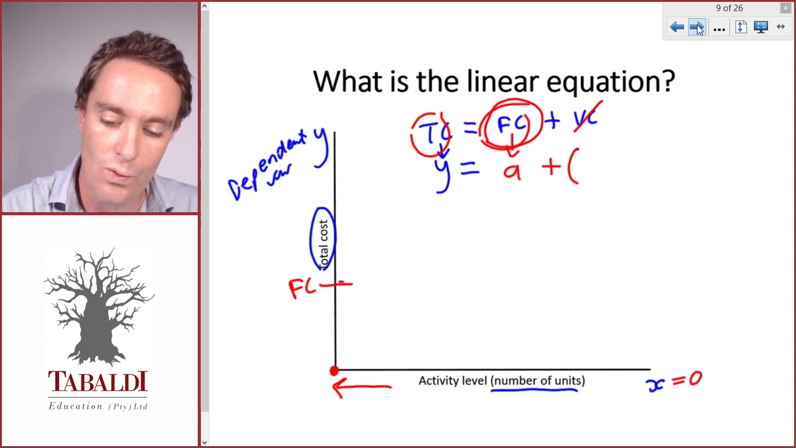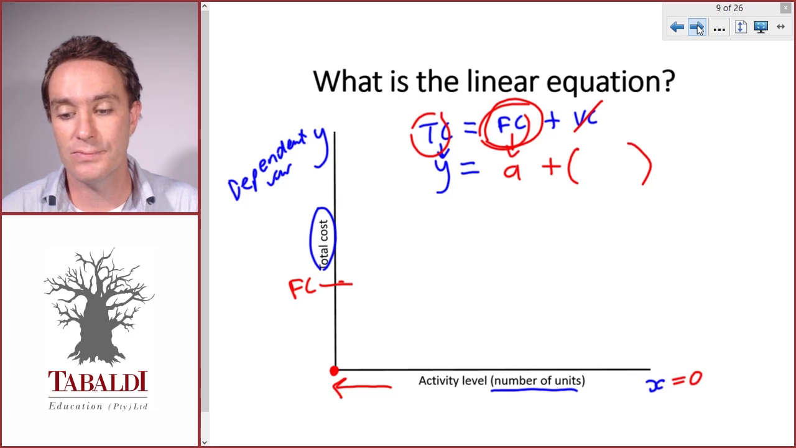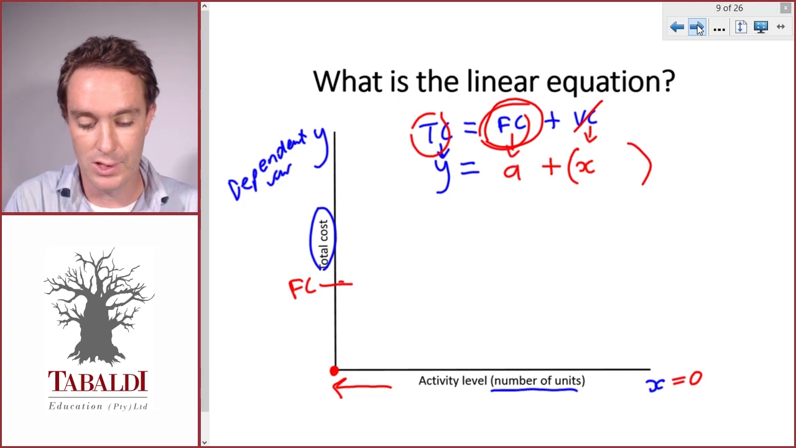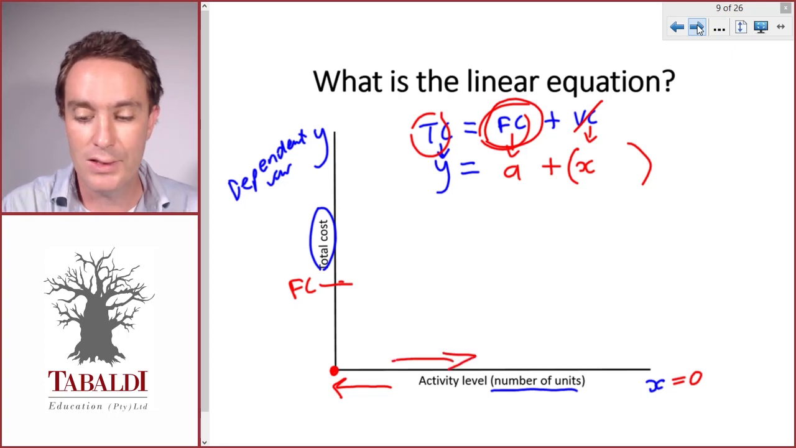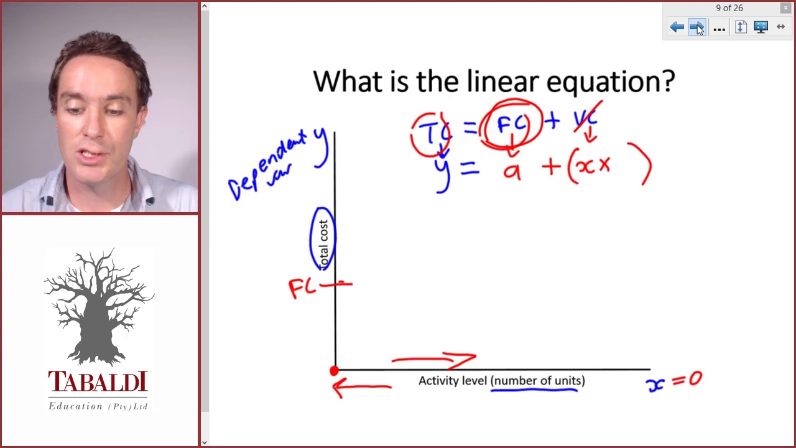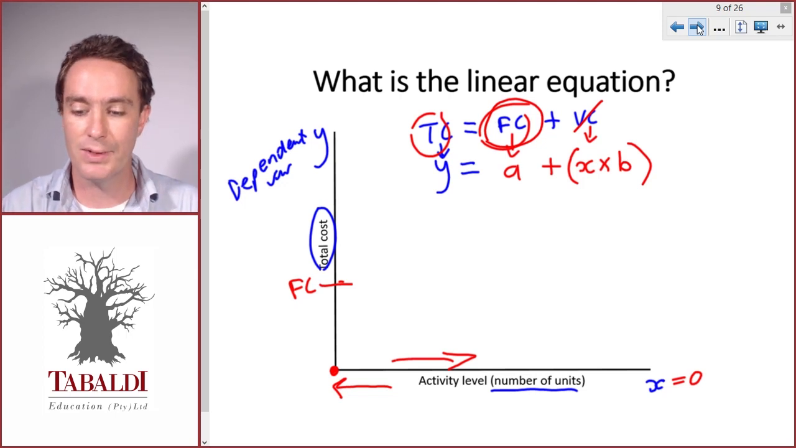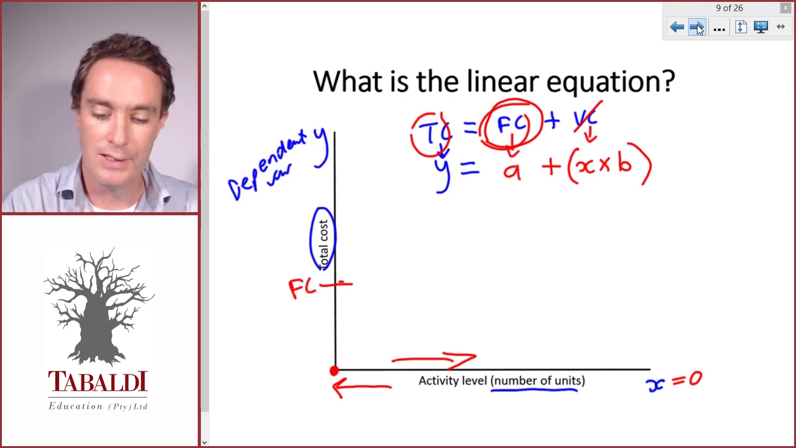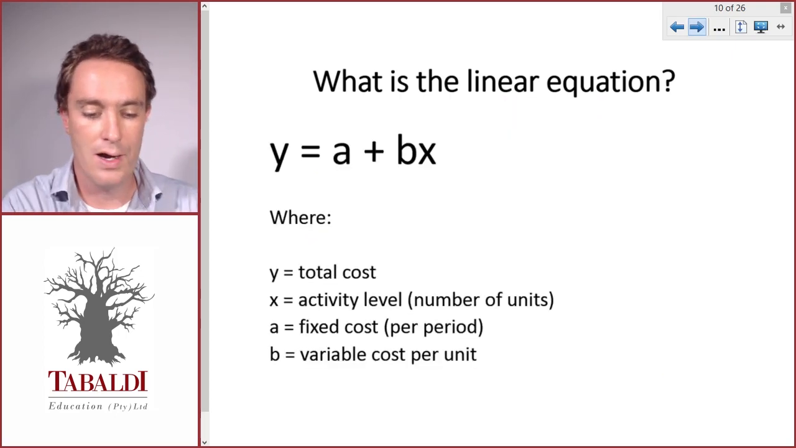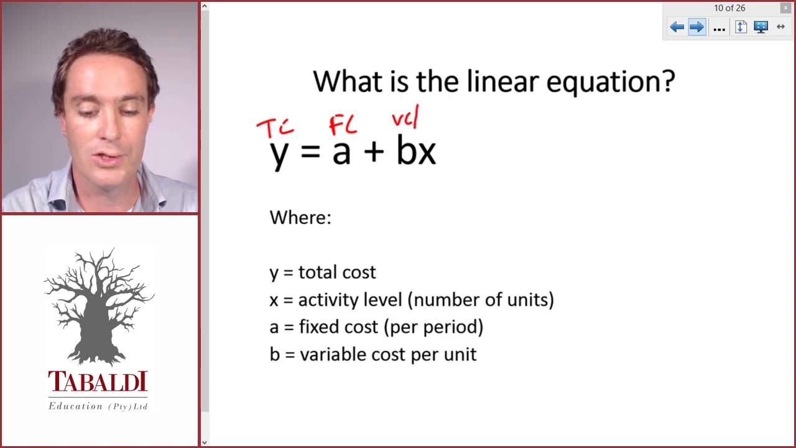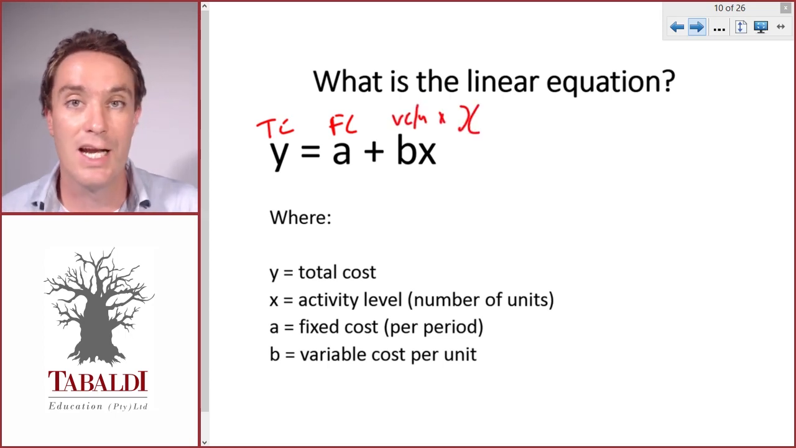So what will our total variable cost consist of? So that will be the number of units, x, so we'll move this way now, multiplied by the variable cost per unit, which is referred to as b, so by b. So b just represents variable cost per unit. So now we have the formula: y, total cost, equals a, the fixed cost, plus b, variable cost per unit, times x, which is the number of units.